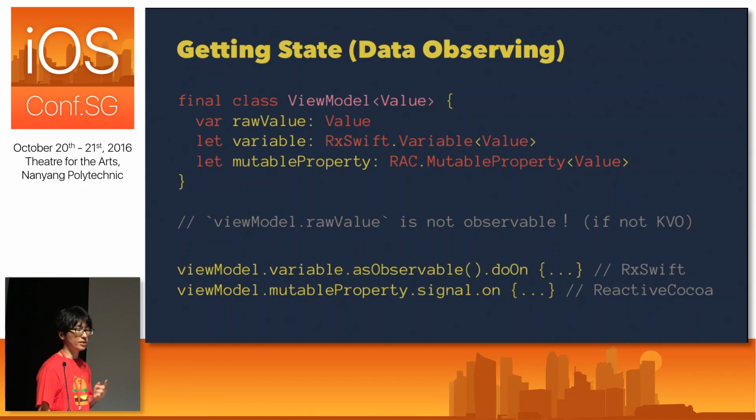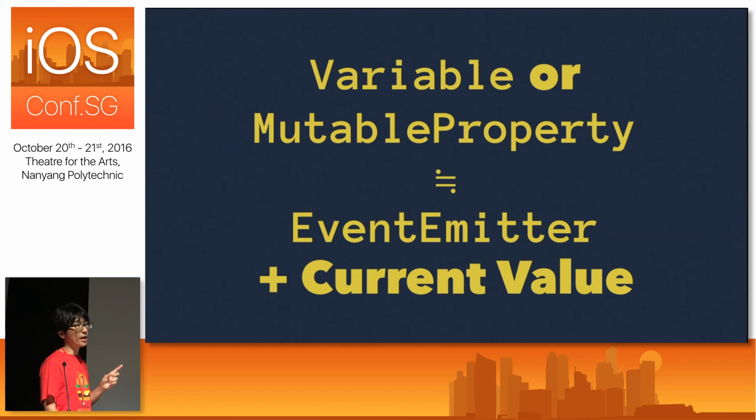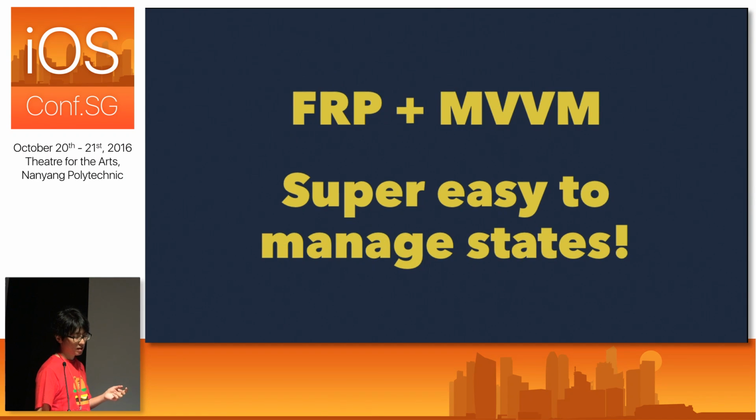So to summarize these FRP concepts, we can say that an observable or signal is really the same as an event emitter. And a variable or mutable property owns the current state, as well as being transformable to the event emitter. And by using these FRP types and applying the MVVM pattern using data binding, we can eventually handle the states very easily. And it means we can create our apps very easily.